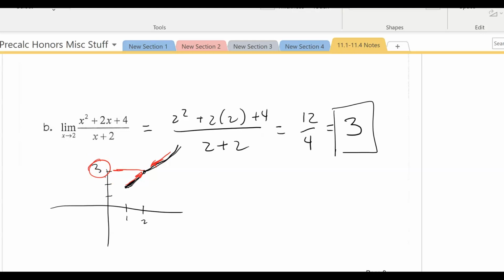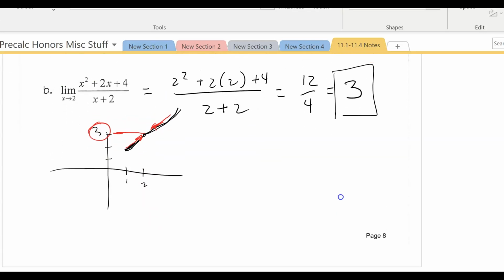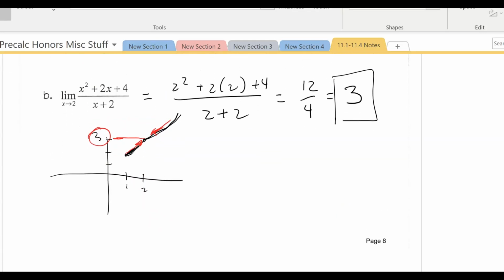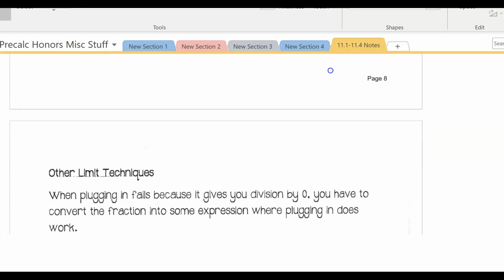Again, I'm not really sure what this looks like, but I do know that it's approaching the value of 3 from either side of 2. So keep that in mind when we're talking about limits. Because again, even though a function may not be defined at some value, we can still approach a value as we get closer to it.